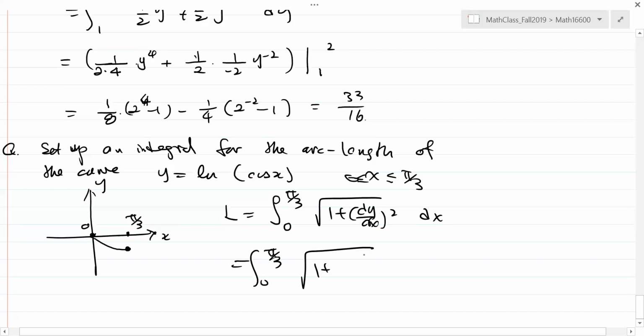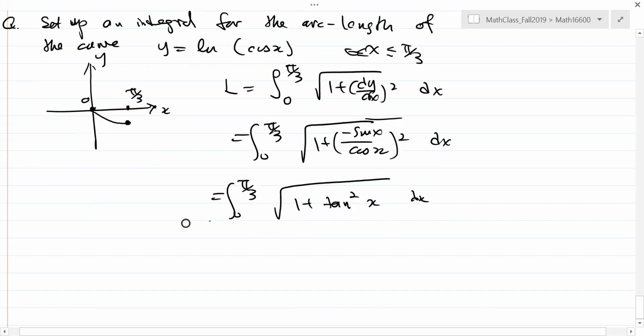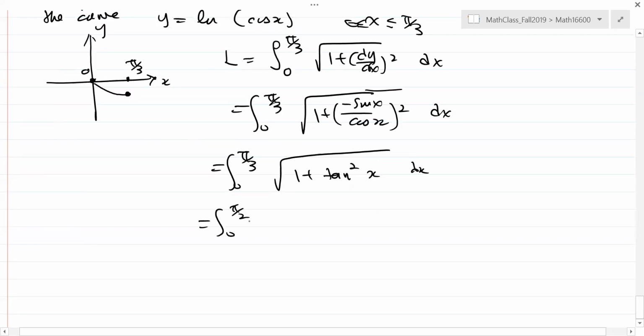It's 1 plus, so the derivative of y with respect to x is going to be cosine x. Then you differentiate negative sine x, differential cosine x, and the square dx. Step by step, you simplify. It's 1 times tangent square x dx, right? But 1 plus tangent square x is going to be secant square x. So it's going to be secant, but actually it's going to be 1 over cosine x dx, right?